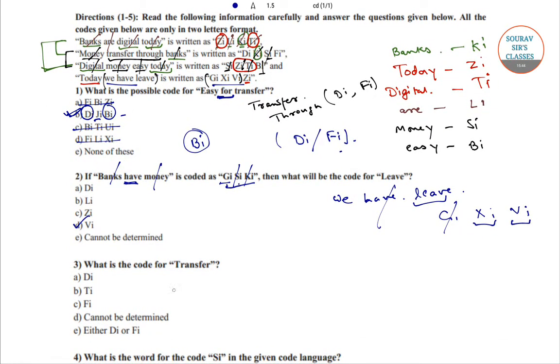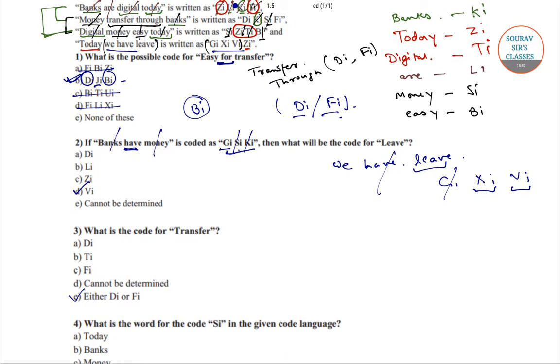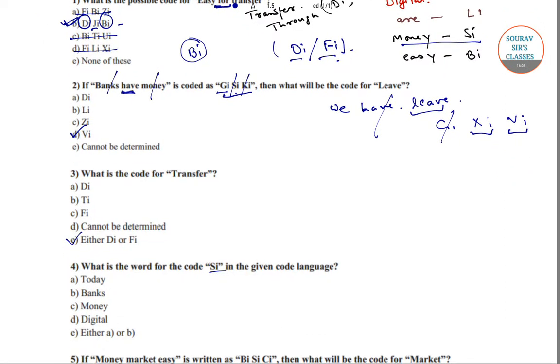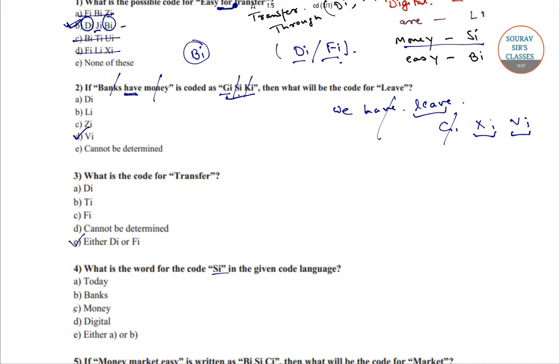Next is, what is the code for transfer? Now transfer could be either DI or FI, so the correct answer is option number E, that is either DI or FI. Next is, what is the word for the code SI in the given language? Here it is clear that SI is the code for money, so the correct answer would be option number C.